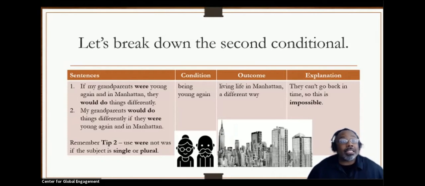So what's the condition in this sentence? Being young again. What's the outcome? Living life in Manhattan a different way. And what's the explanation? Well, we can't go back in time. Grandparents can't go back in time. So this is utterly impossible, which of course makes it a second conditional. All right. So remember, unreal, impossible, second conditional. Okay.